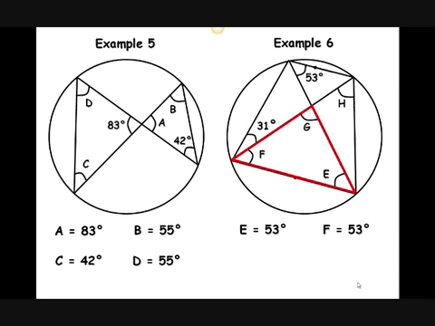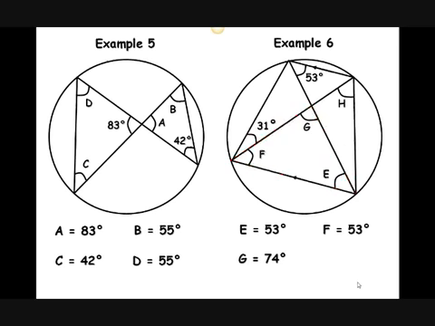Right, so let's look at that triangle now, because I want to find out what G is. I now know, remember, that F and E are both 53 degrees. I know that the three angles of a triangle add up to 180, so if I take 53 and 53 away from 180, I get G to be 74 degrees.